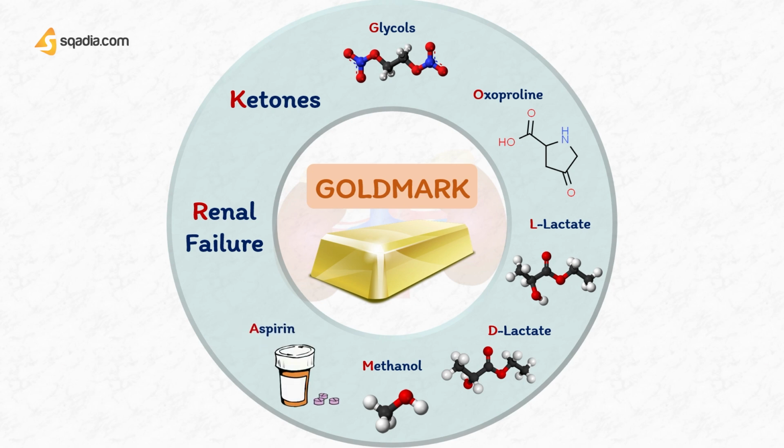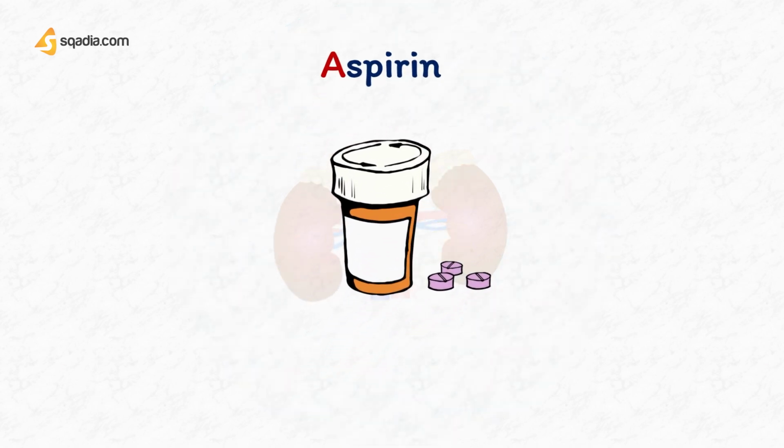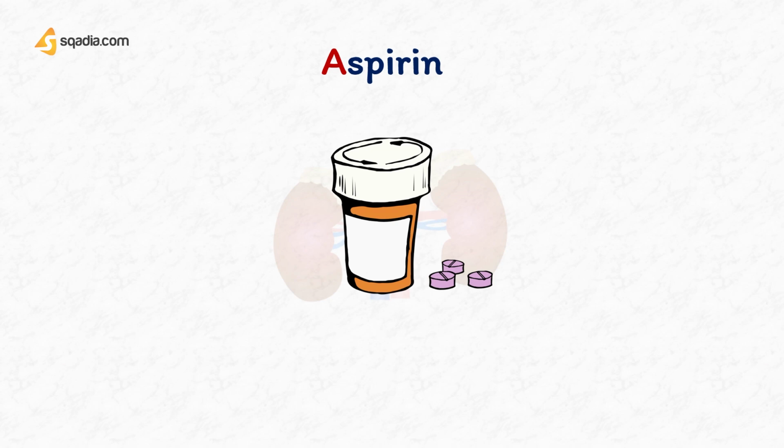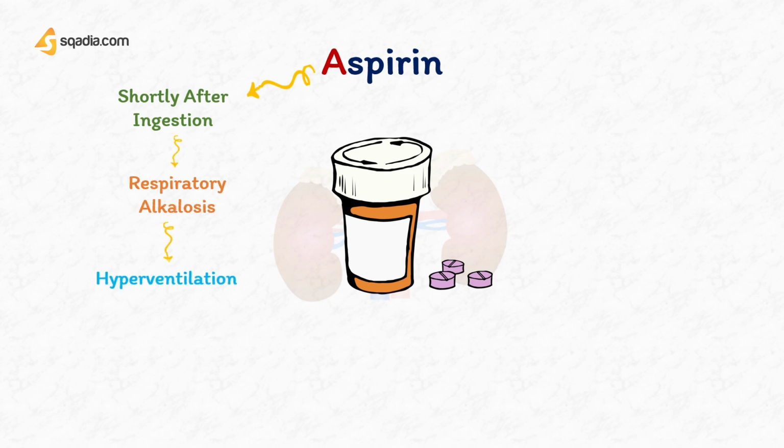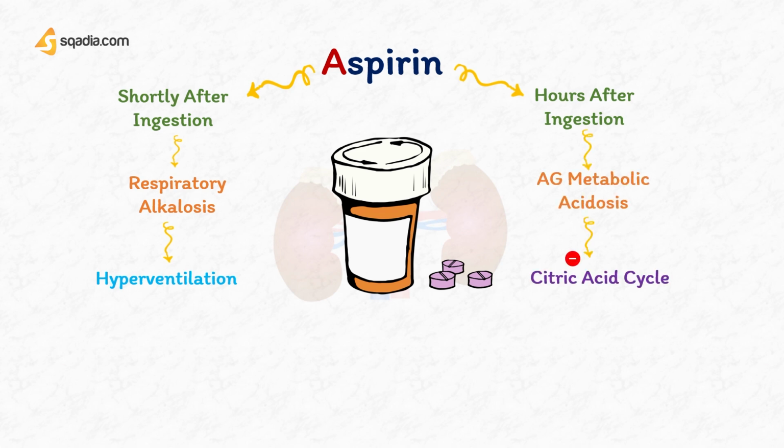Next, we have aspirin overdose. This causes two acid-base disorders. First, shortly after the ingestion, there's respiratory alkalosis because the body starts to hyperventilate. And the second is hours after ingestion. Anion gap metabolic acidosis occurs here because of inhibition of the citric acid cycle and accumulation of pyruvate, lactate, and keto acids, which can all lead to acidosis.